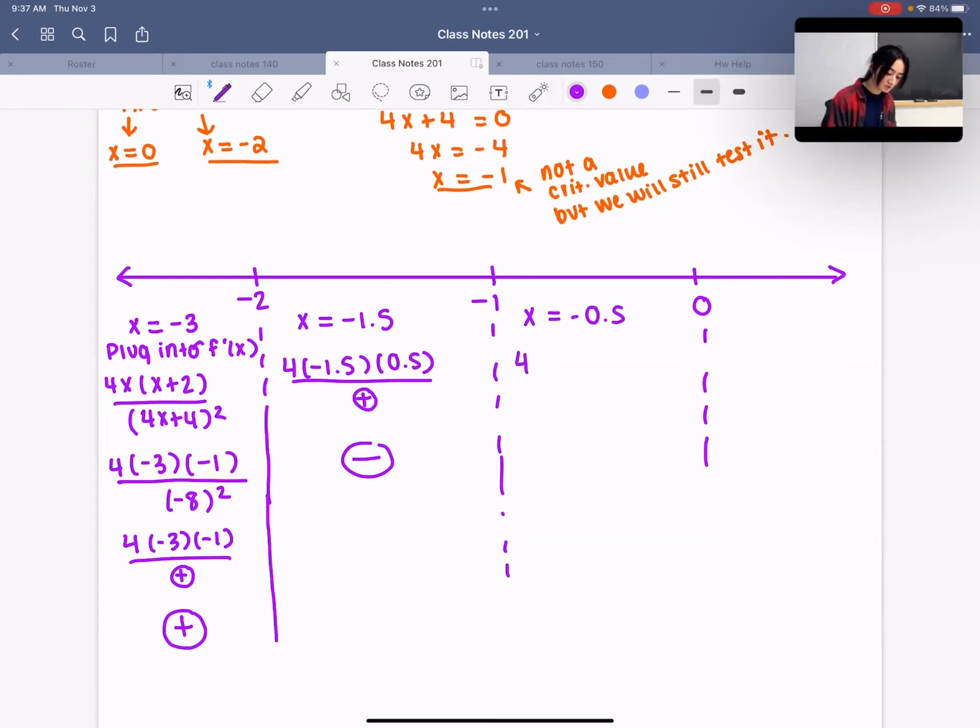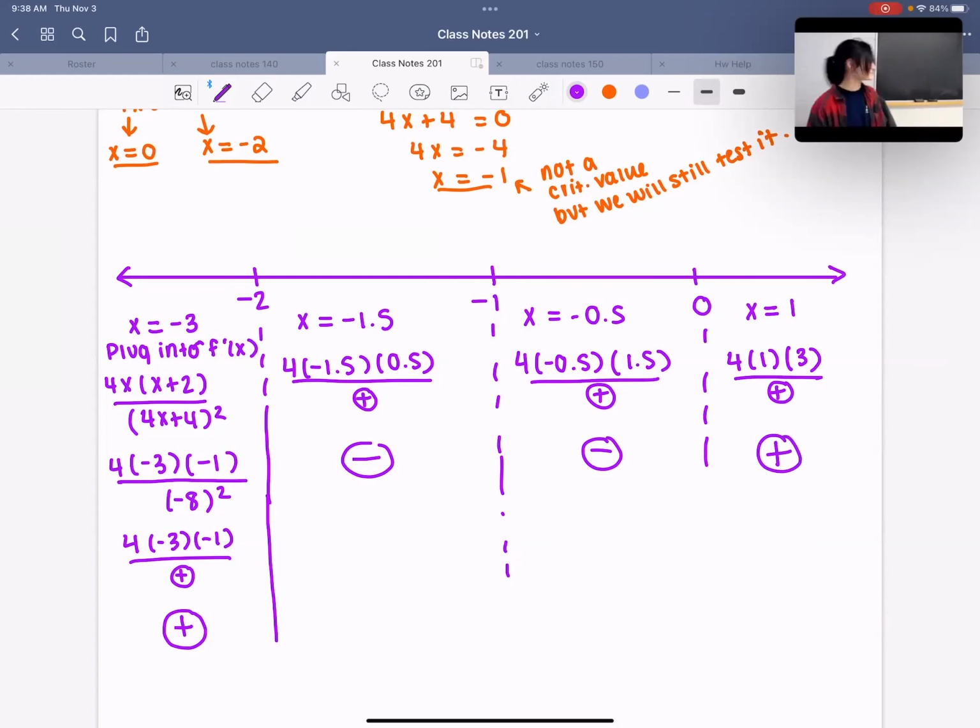This gives me 4 times -0.5 times -0.5 plus 2 is 1.5. Over something positive. Is this going to be negative or positive? Negative. And then finally, I'm going to plug in 1 because 1 is pretty easy to plug in. 4 times 1, 1 plus 2 is 3 over something positive. This is definitely going to be positive.